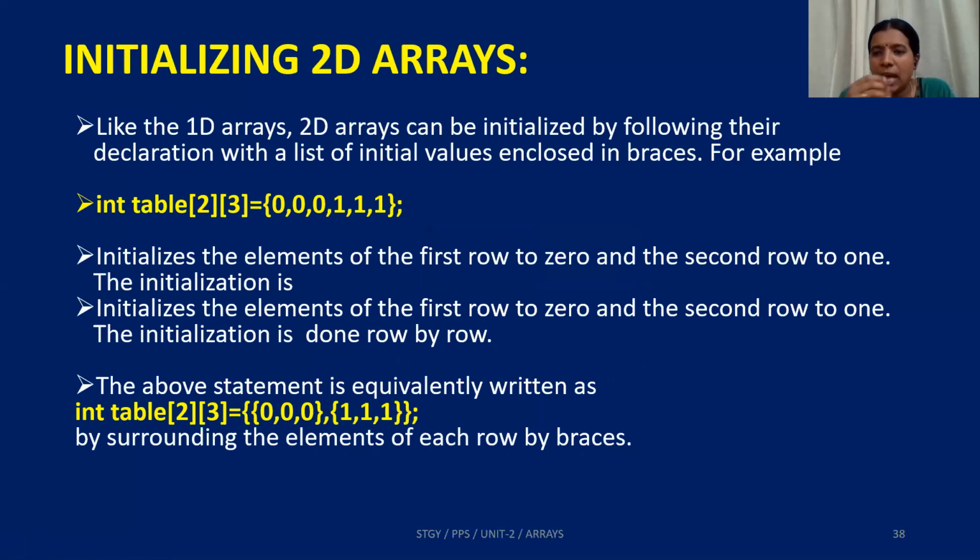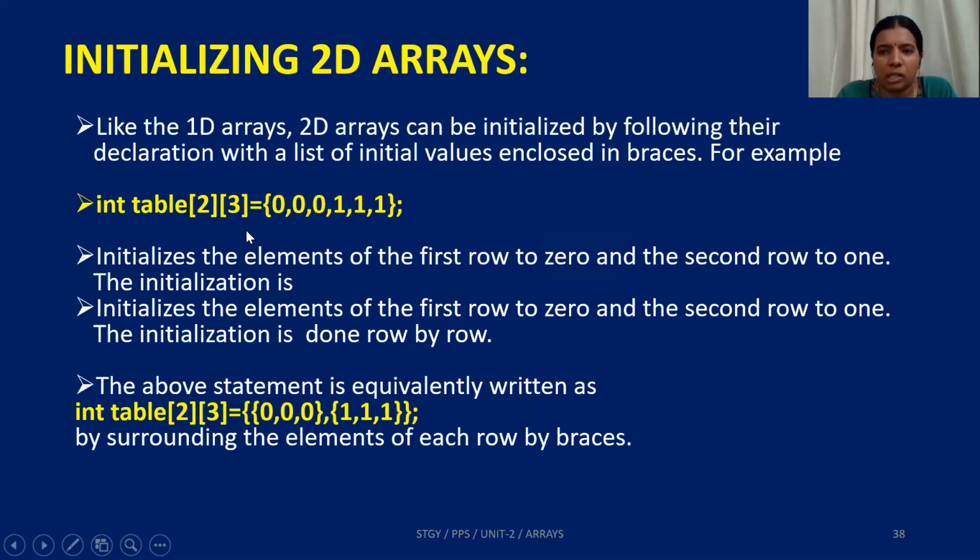How does the initialization of a two-dimensional array look like? Yes, initialization has the same syntax as that of a one-dimensional array, but one more dimension is added. So data type, array name, row size and column size, is equal to, in brackets, row into column number of elements separated by commas. So that's a simple syntax.